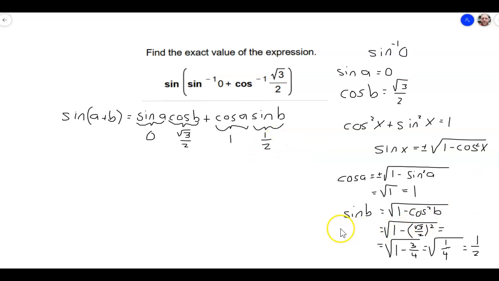All right, and bam, that's it. Putting all this together, that's going to be 0 plus 1/2, which is equal to 1/2. And we are done.